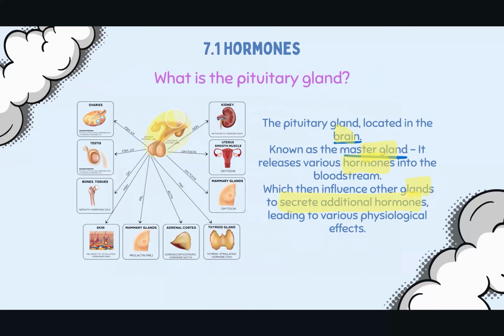So here's the pituitary gland. When it releases ADH, that has an impact on the kidney. When it releases TSH, the thyroid gland releases thyroxine, or it reduces the amount of thyroxine it releases. When it releases FSH-LH, that causes the testes to release testosterone. So the pituitary gland causes other glands to secrete additional hormones.